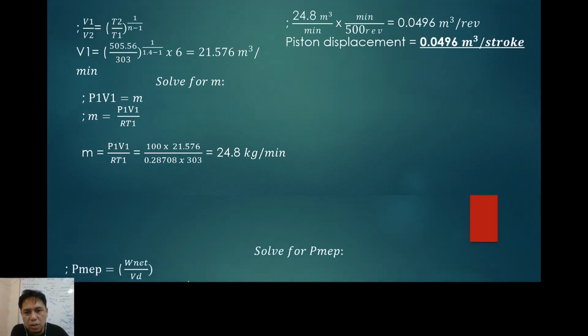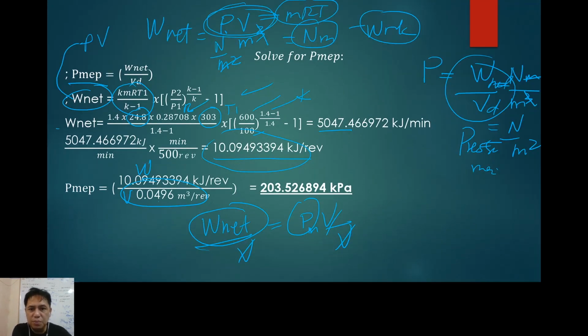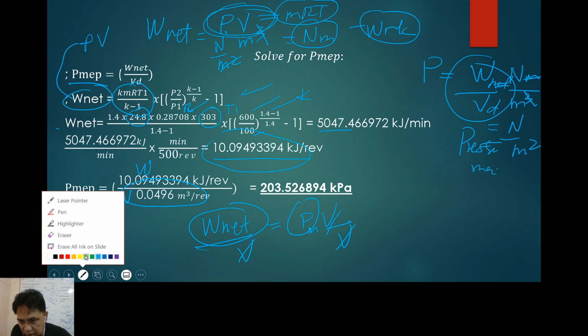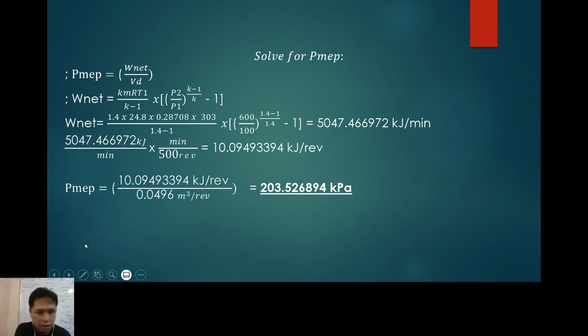So work over volume is this, right? Let me erase. So this is the net work, from the ideal gas law, and this one is the volume, the volume discharge. So we will have now this.